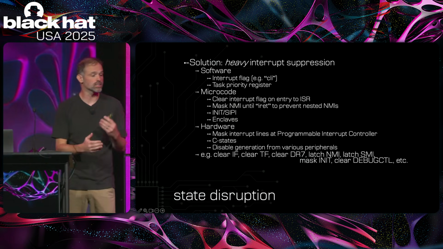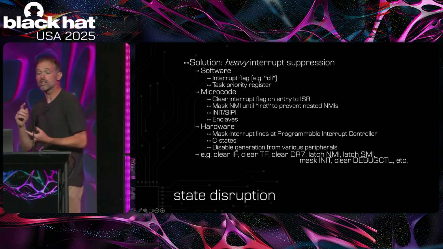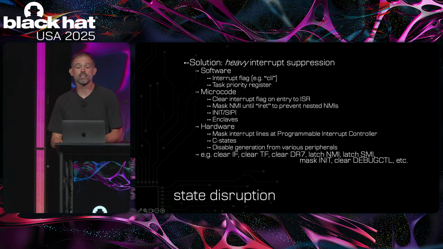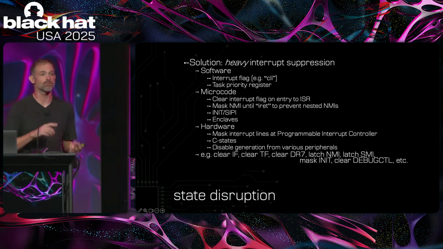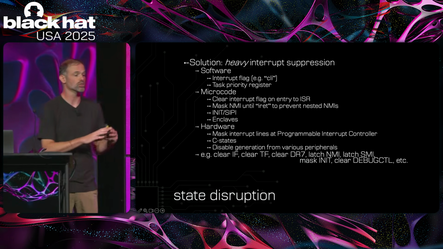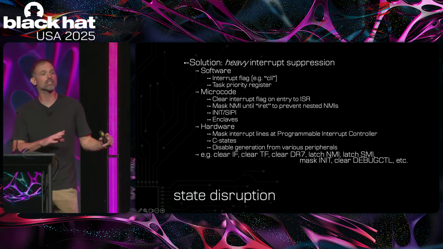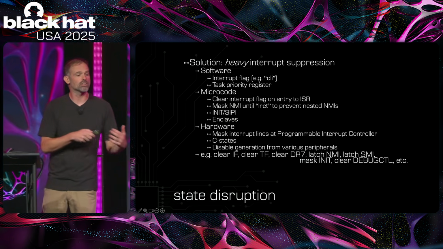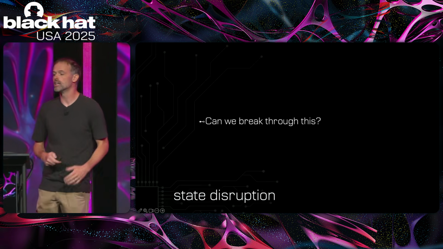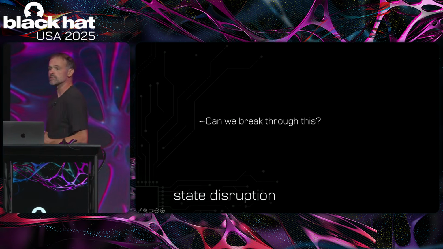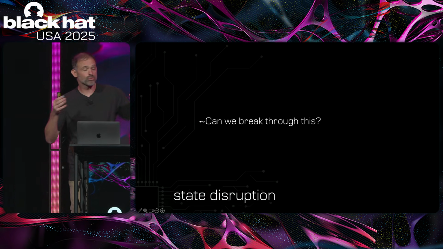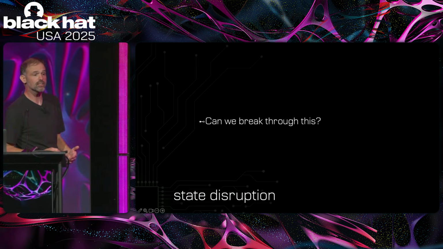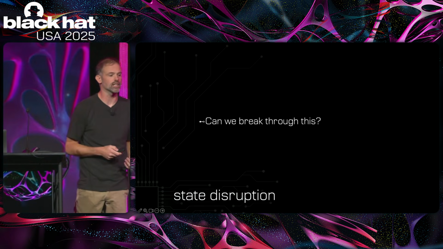So when you see different secure code, you might see something like clear the interrupt flag, clear the trap flag, clear DR7, latch NMIs, latch SMIs, mask and its signals, clear debug control, get rid of anything that could possibly cause an unexpected exception or interrupt at this sensitive spot in our code. But then that sort of raises the question of like, can we break through all of those defense mechanisms that this uninterruptible code is trying to raise?